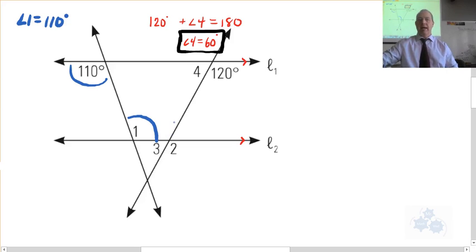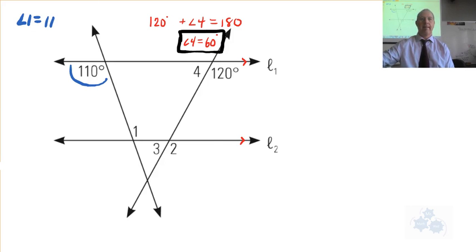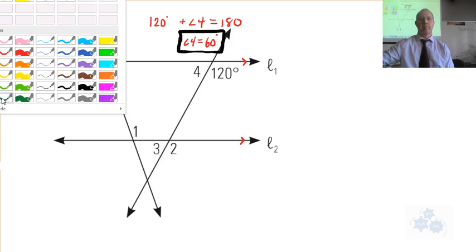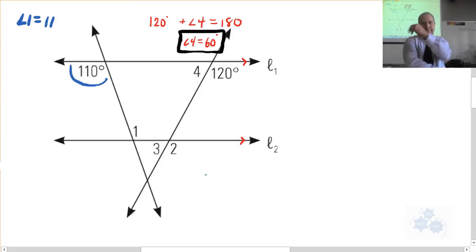Okay? Now, what's another one that we can figure out? So I'll let you guys think, but we need to get 3 and 2. So how do we figure out one of those? What jumps out at you there? Anybody? Same side interior. Okay, same side interior? 4 and 3. No, 3 is not interior. Exterior. Yeah, so okay, so let's focus on number 4 and number 3.